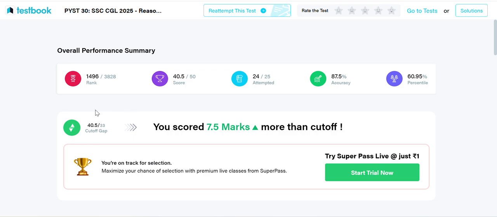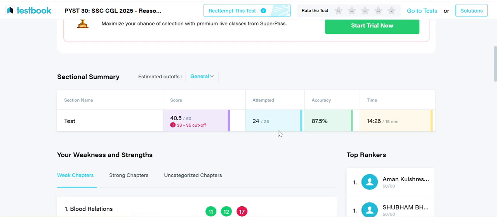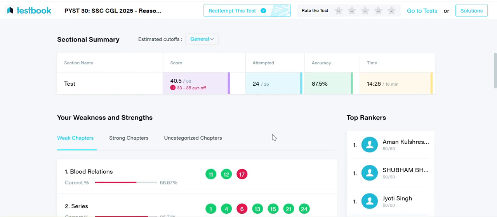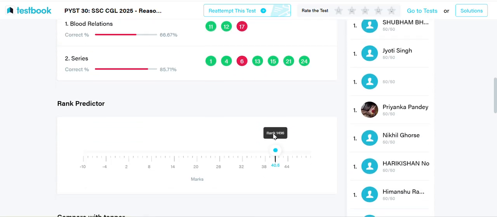The rank is 1496 out of 3800, and my percentile is 60.95, and my accuracy is 87.5, which I believe should be above 90 to 95% to have a better edge over others. The cutoff is 35, but let's ignore it. The cutoff has nothing to do with this.